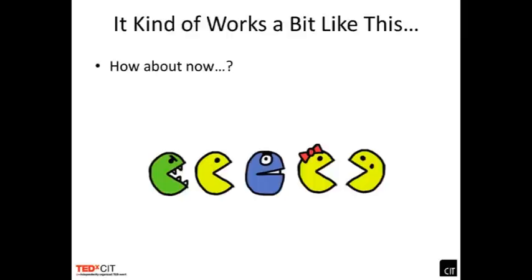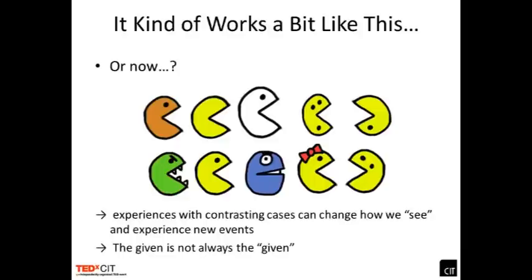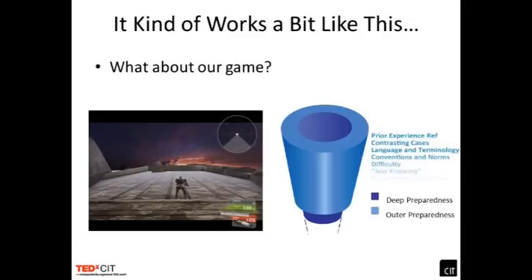Do other features or characteristics now seem to become relevant? What about now? Are there more things, again, that you might like to mention, such as whether he has a ribbon in his head or not, or how many eyes he has, or what color, or whether he has proper teeth or not, or what function one particular variety of Pac-Man might play over another? The point I'm driving at here is that experience with contrasting cases can change how we see and experience new events. We mightn't remember each individual contrasting case, but overall, they open us up to new forms of noticing. So the given, if you like, of a situation isn't always the given.